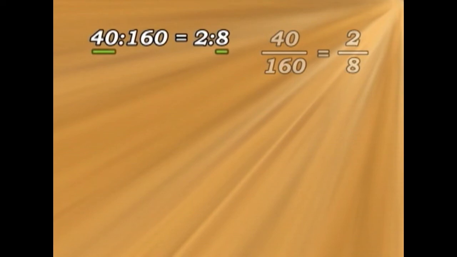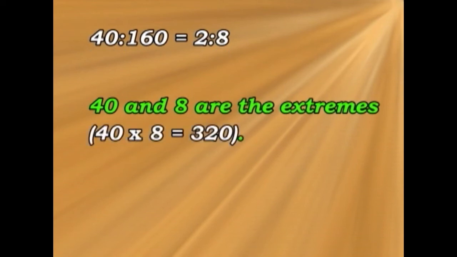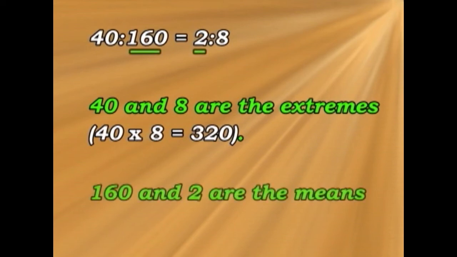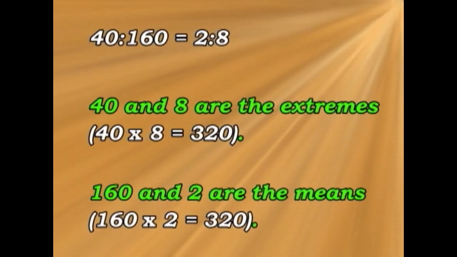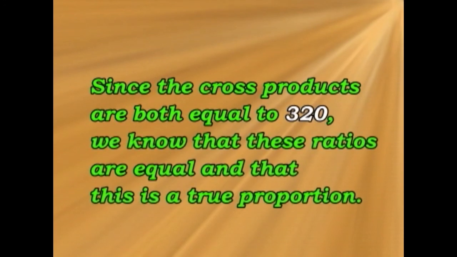Let's look at the extremes. 40 and 8 are the extremes, so we multiply them. 40 times 8 equals 320. 160 and 2 are the means, so we multiply them. 160 times 2 equals 320. Since the cross products are both equal to 320, we know that these ratios are equal and that this is a true proportion.